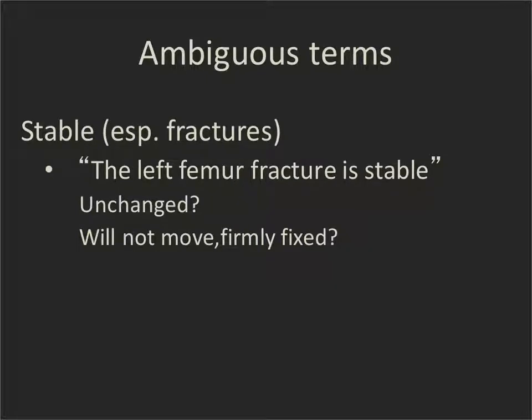Stability has a very specific meaning when you're talking about fractures or dislocations. If you say the left femur fracture is stable, that can mean it's unchanged, which is usually what we're talking about, or that it doesn't move or is firmly fixed. So you're better to say the left femur fracture is unchanged when you're talking about bones. Reserve the word stable for when we're looking to see if something moves, such as a spinal fracture, or if a spondylolisthesis is stable, and so on.